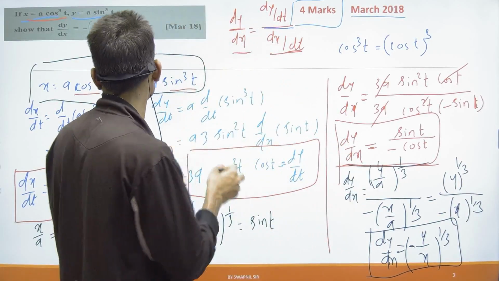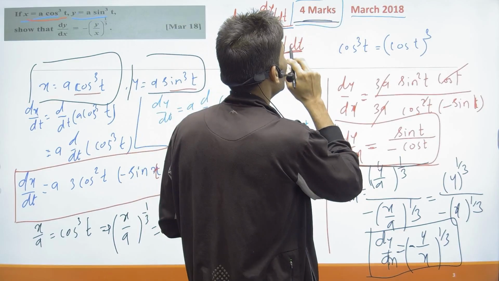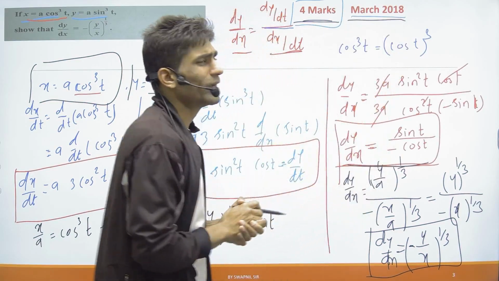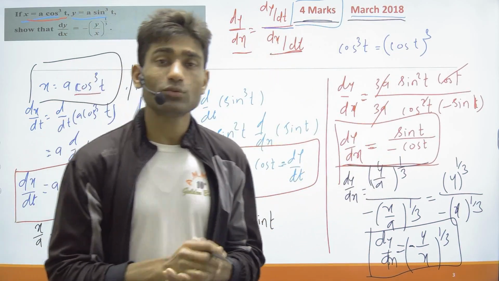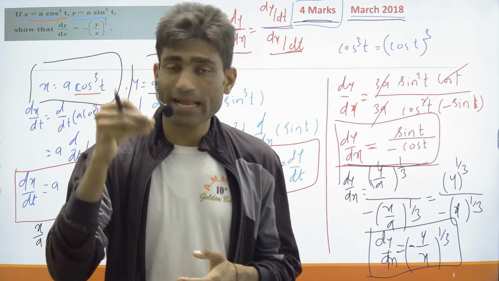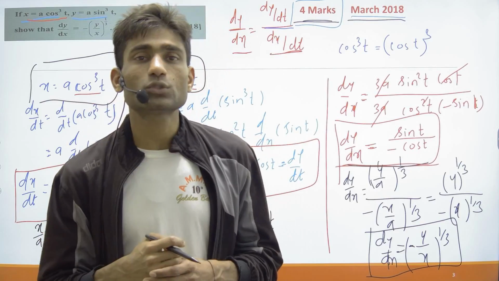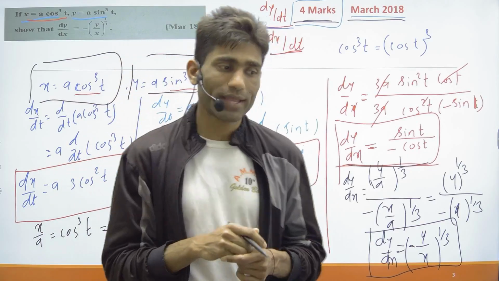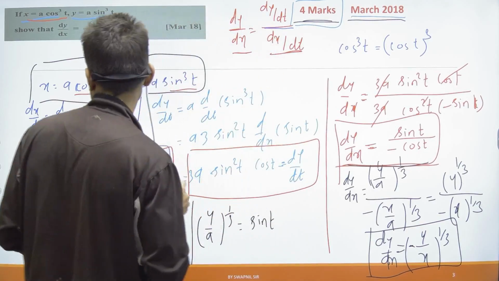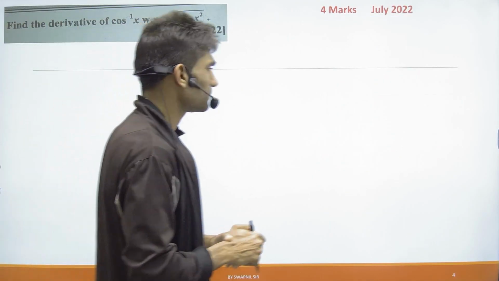Now here we can see this question was asked for 4 marks in the March 2018 board exam. See how easy the questions are, and this type of question helps you to make your score higher in your board exam. I'm expecting that you all have understood. Let's go for the next example.